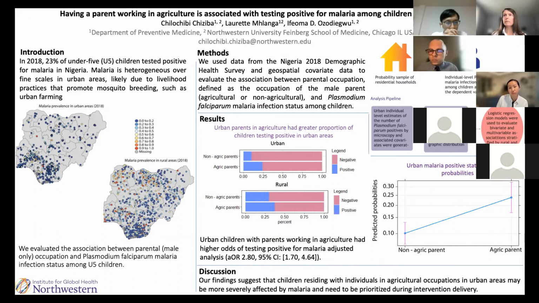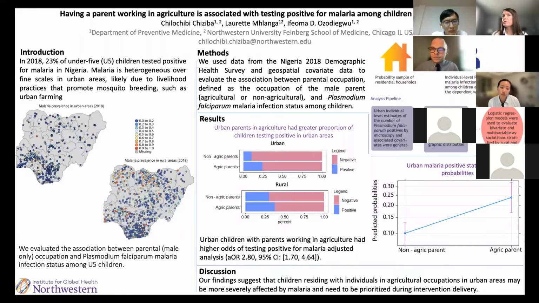Yeah, so from our study, we used the Demographic and Health Survey for 2018 for Nigeria and some geospatial data to evaluate the association between parental occupation and malaria infection status among children. So we conducted descriptive analysis and constructed multivariate logistic regression models. The reason why we chose a binary logistic regression was because we want to estimate the probabilities of a child testing positive for malaria.